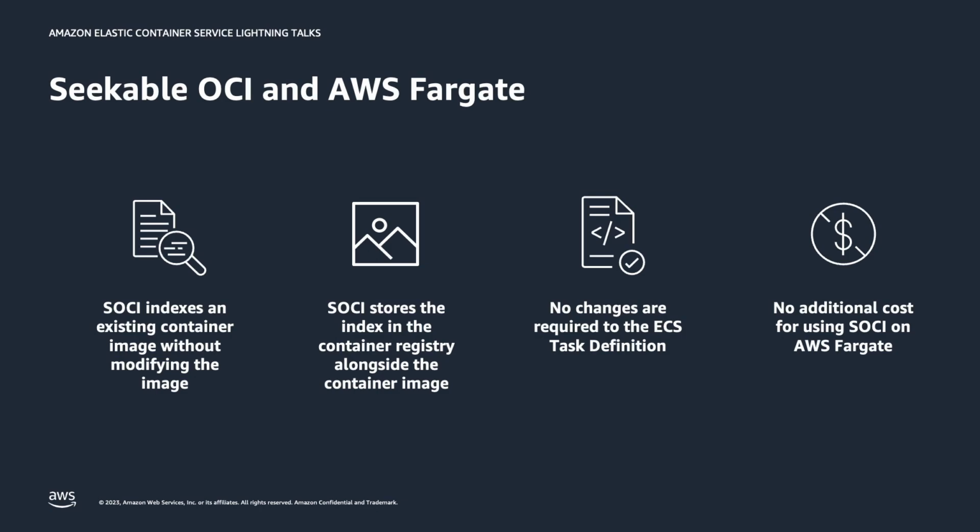Once you've created that SOCI index, AWS Fargate will detect it in the container repository. If it exists, Fargate will lazy load your container image, reducing your launch time. If the index does not exist, AWS Fargate will fall back and download your container image in full, as it has done before. SOCI is available on AWS Fargate at no additional cost and is available for Linux tasks on platform version 1.4 or newer.